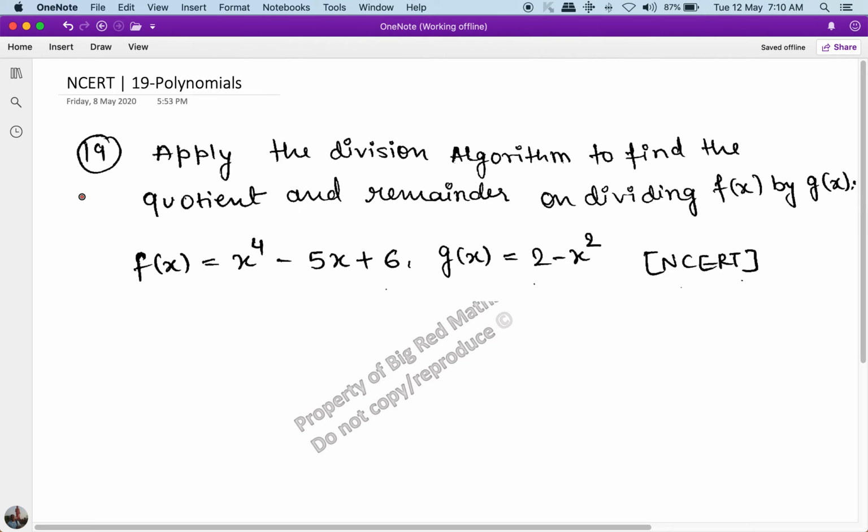This is the 19th question in the series. This is a question from the NCERT textbook. I will strongly urge you to go back and watch the previous videos as well. The link to the entire playlist is down there in the description for your reference. Now let's start solving this question.